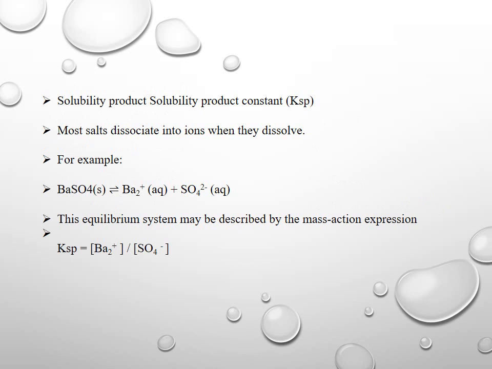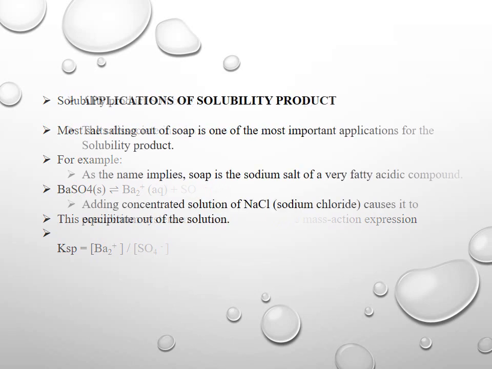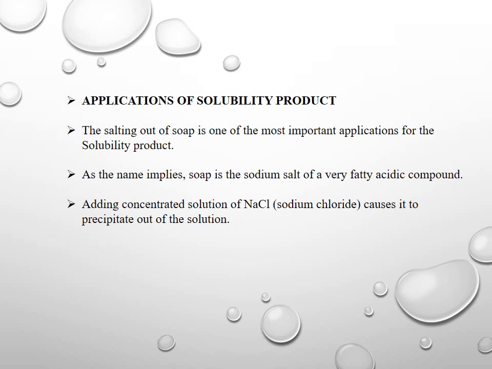The solubility product constant is Ksp. Most salts dissociate into ions when they dissolve. For example, barium sulfate gives Ba2 plus plus SO4 2 minus. The equilibrium system may be described by the law of mass action expression: Ksp equals the concentration of Ba2 plus times the concentration of SO4 2 minus.